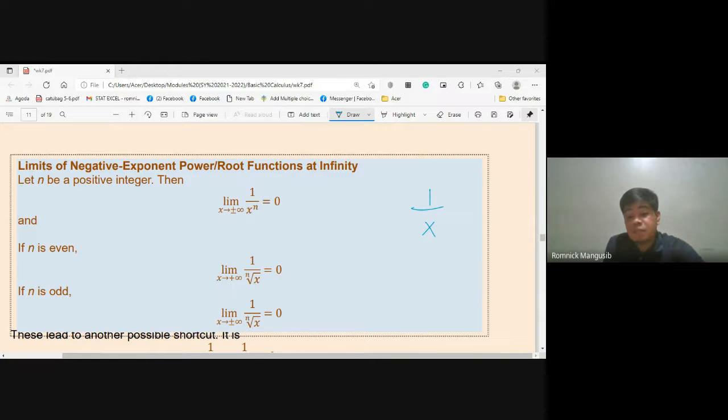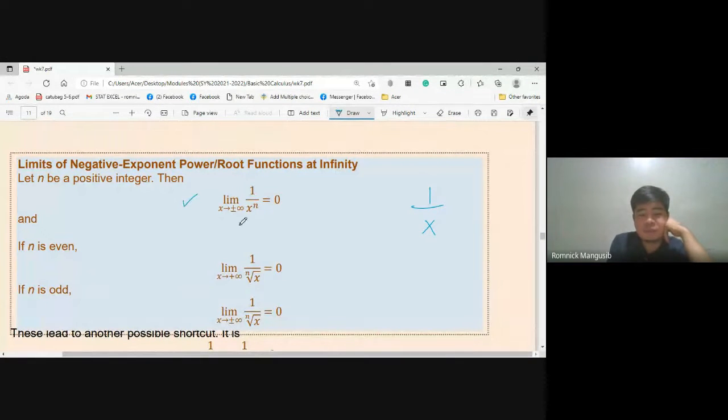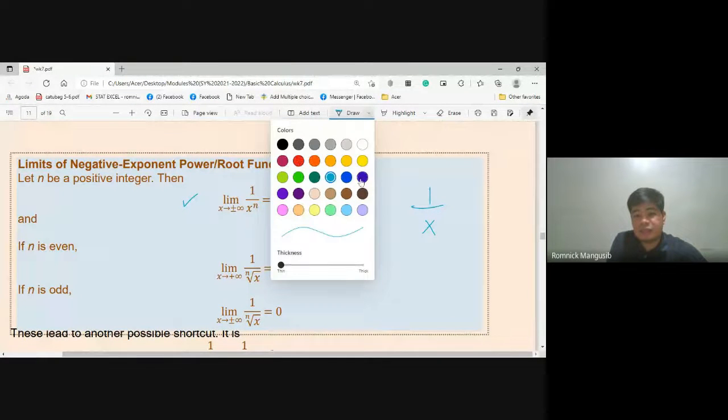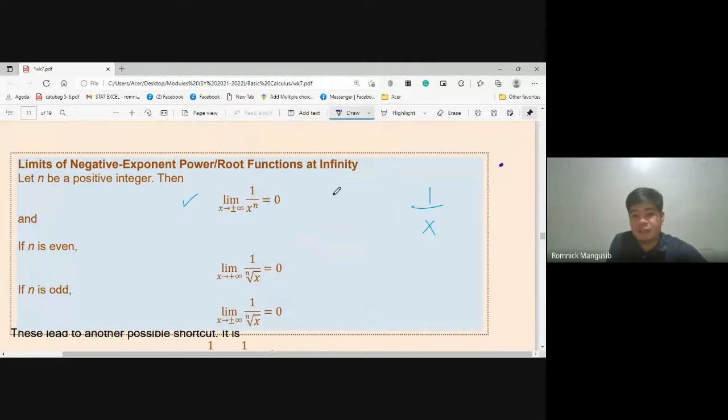Now, let me proceed immediately to the shortcuts. Ang ibig sabihin nito, itong rule: let n be a positive integer. A positive integer, class. Okay? Then, kinukuha mo ang limit of 1 over x raised to n, where n is a positive integer, as x approaches either positive infinity or negative infinity, that remains to be 0. Yun na yung sinasabi natin, class, or yung sinasabi ko kanina sa inyo. Let me highlight this. 1 over infinity is 0.